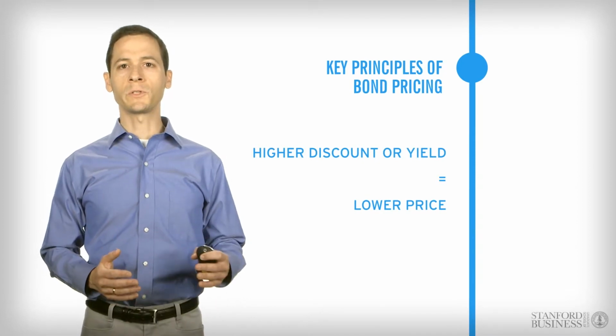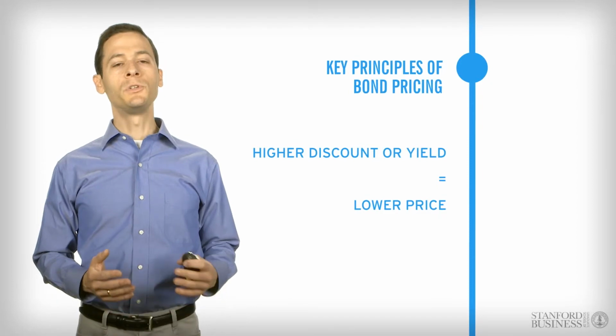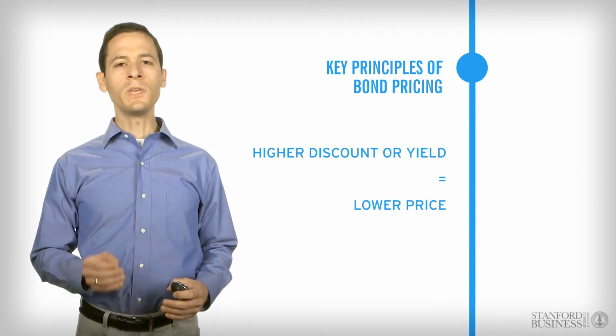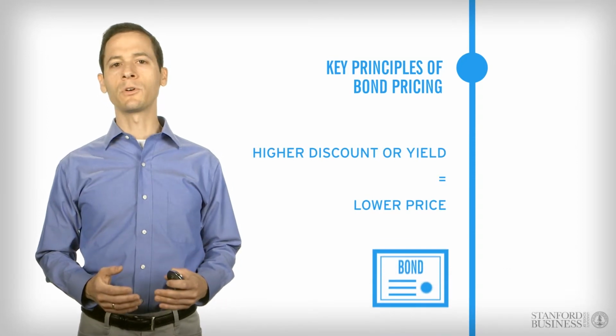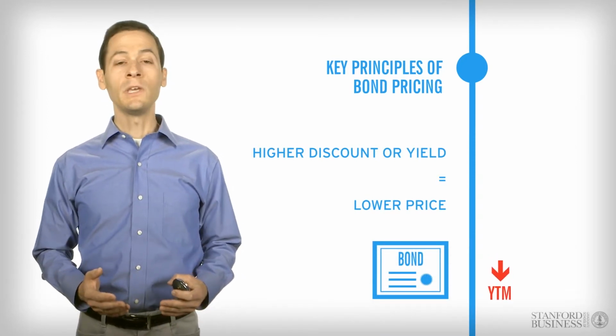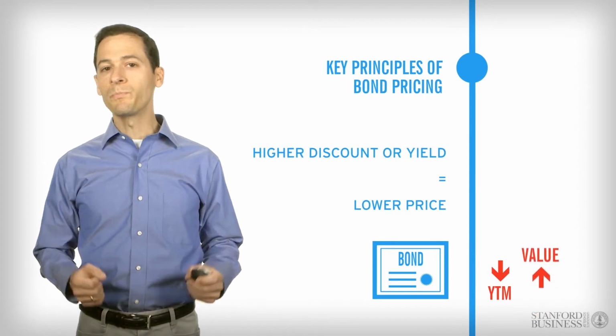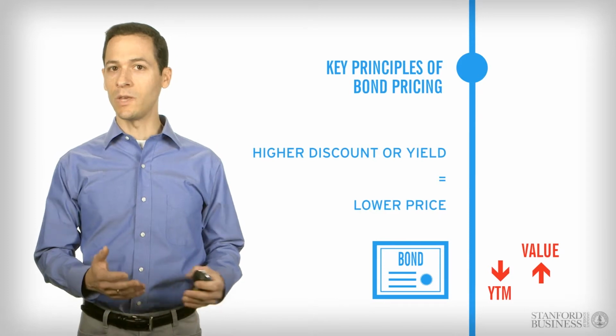Price moves inversely with yield to maturity for bonds, since higher discount rates reduce the present value. This is one of the key principles of bond pricing. If you own a bond and the yield to maturity falls, that is good news if you are thinking about selling this bond because it means that the price of the bond has risen. The future cash flows are not being discounted as heavily by the market as they were previously.